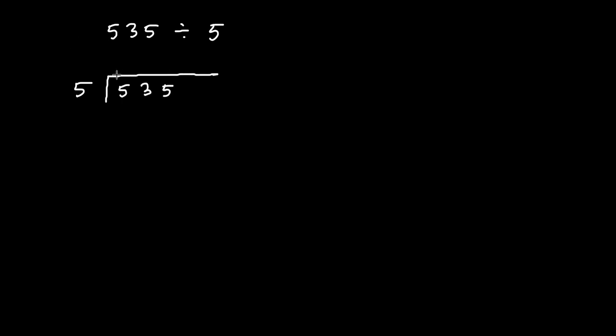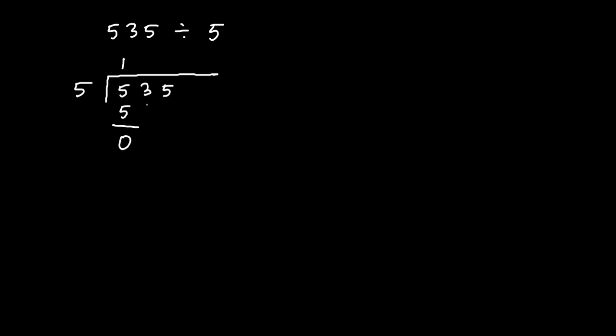And then starting from the left of this number, we find the first number that 5 goes into. So the first number is 5, and 5 does go into 5, and it goes into it once. So we put the 1 at the top, and then we write 5 over here. So that's just 5 times 1. And then we subtract these numbers, so that gives 0.